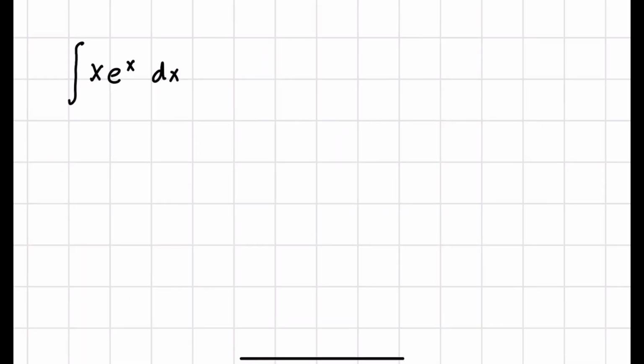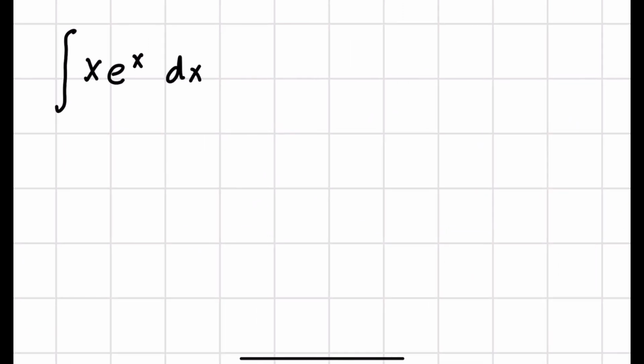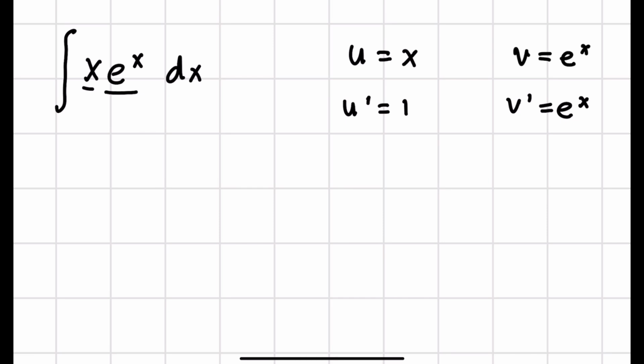Next example, we have x times e to the x. So you can't really use u substitution here, so we'd have to use integration by parts. So let's split it into u and v prime. So u will be equal to x, and v prime will be equal to e to the x. The derivative of x is equal to 1, and the antiderivative of e to the x is e to the x. And now let's use our integration by parts formula.